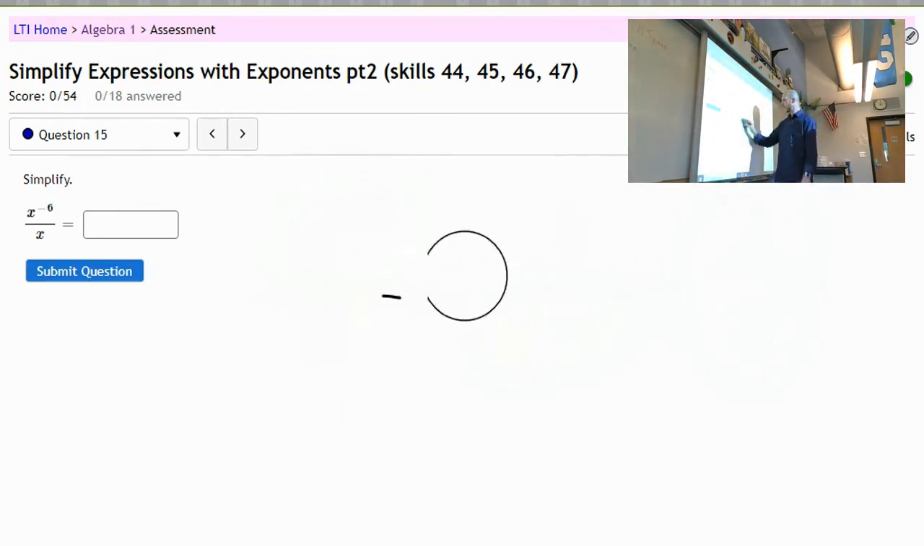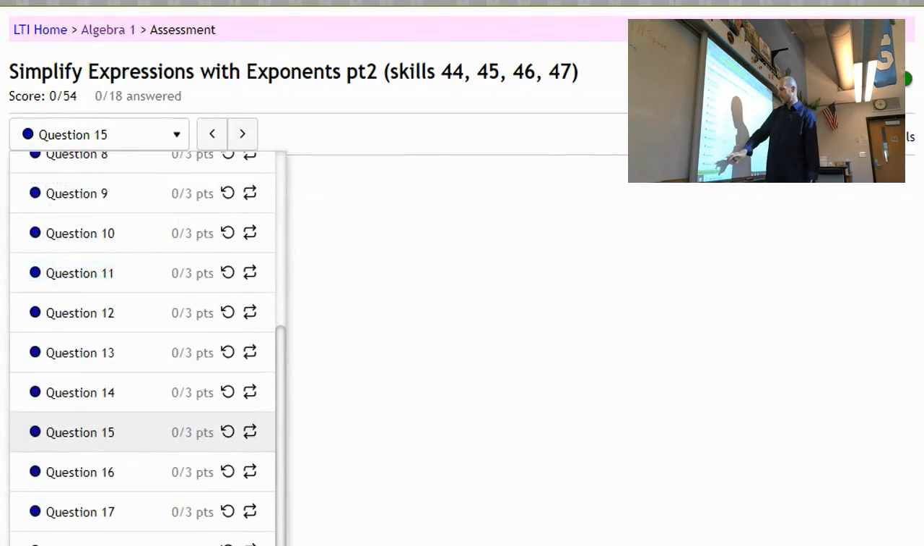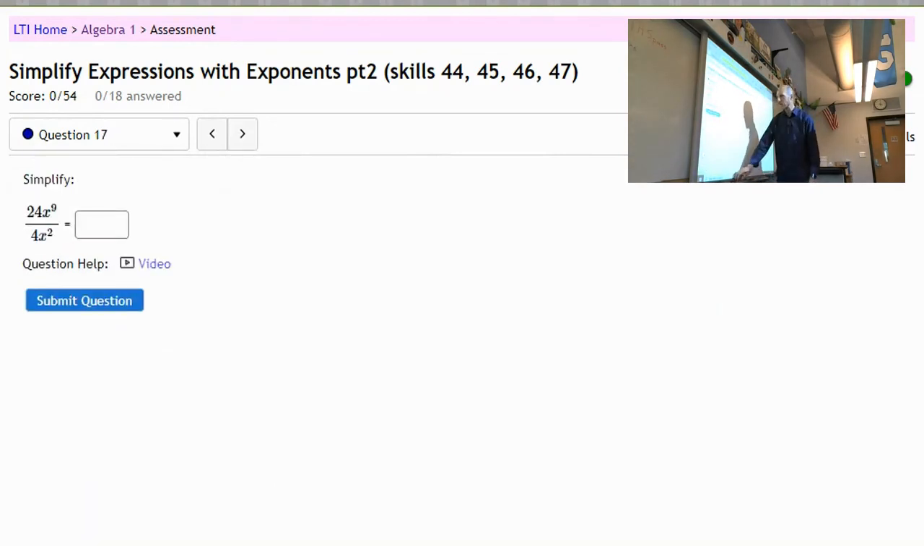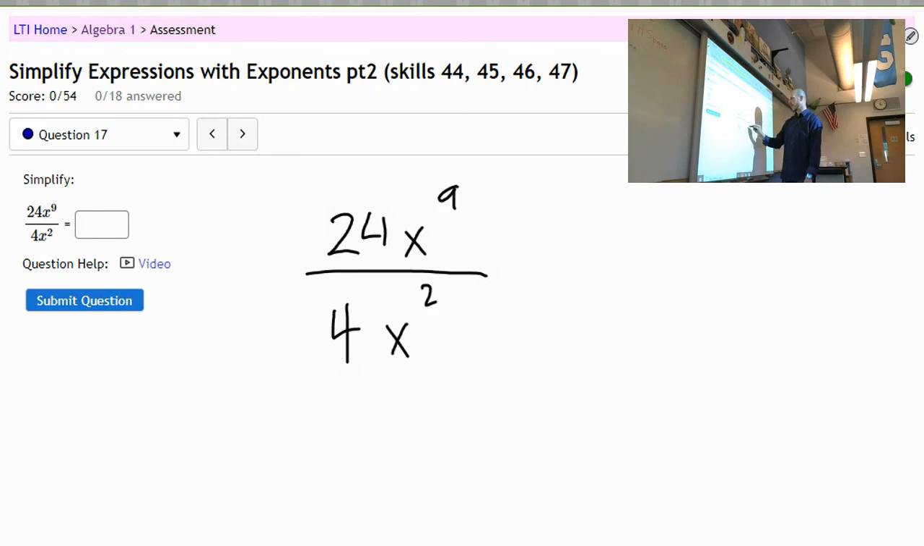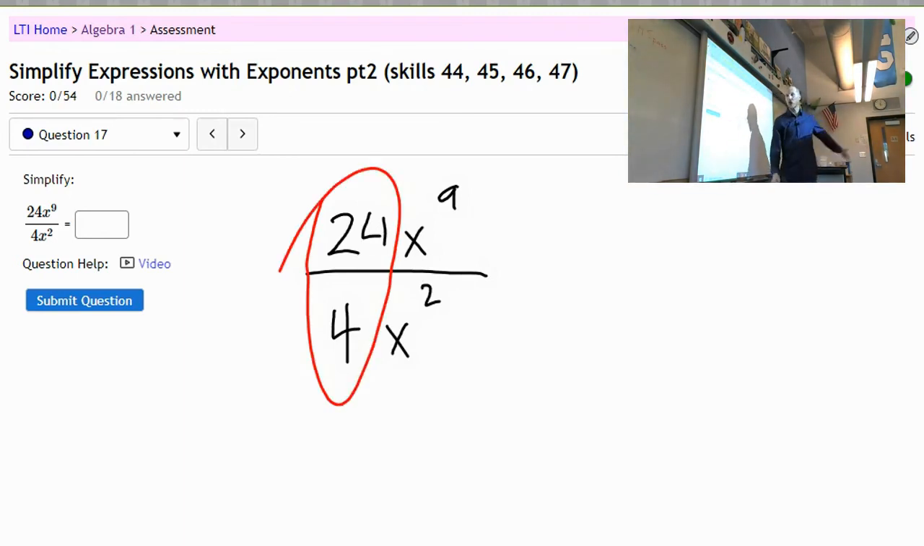Last problem. Here we go. Number 17. I got 24 x to the power of 9 in the numerator, 4 x squared in the denominator. Simplify. No negative exponents allowed. These are numbers. They do not have any exponents. Don't do any of that fancy exponent stuff.